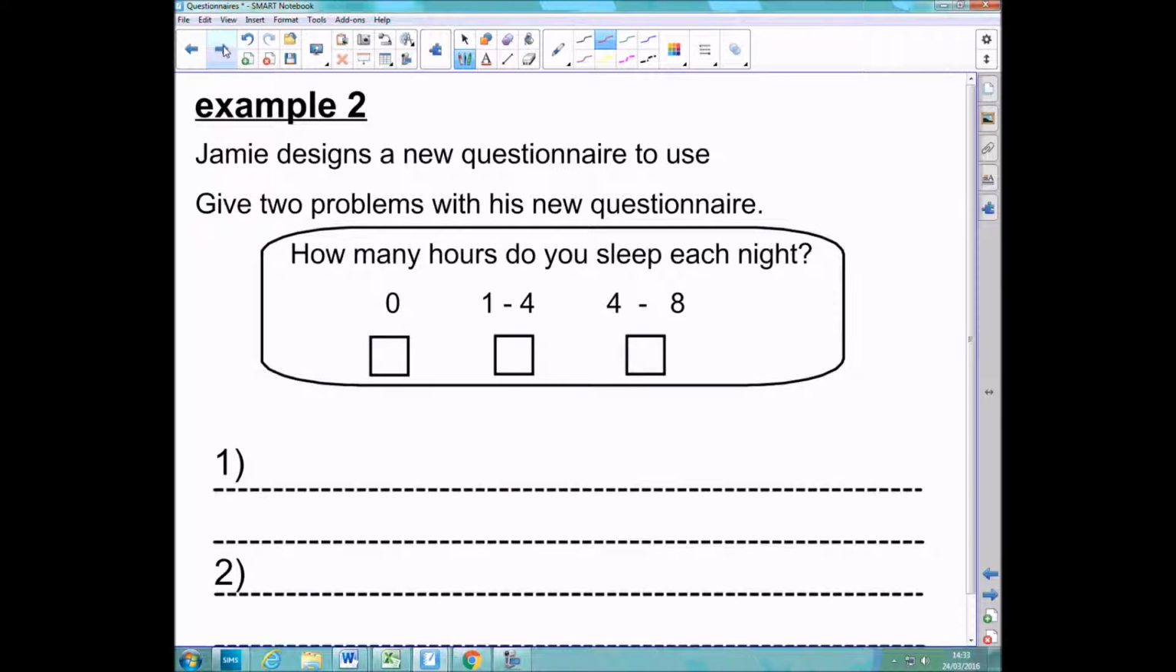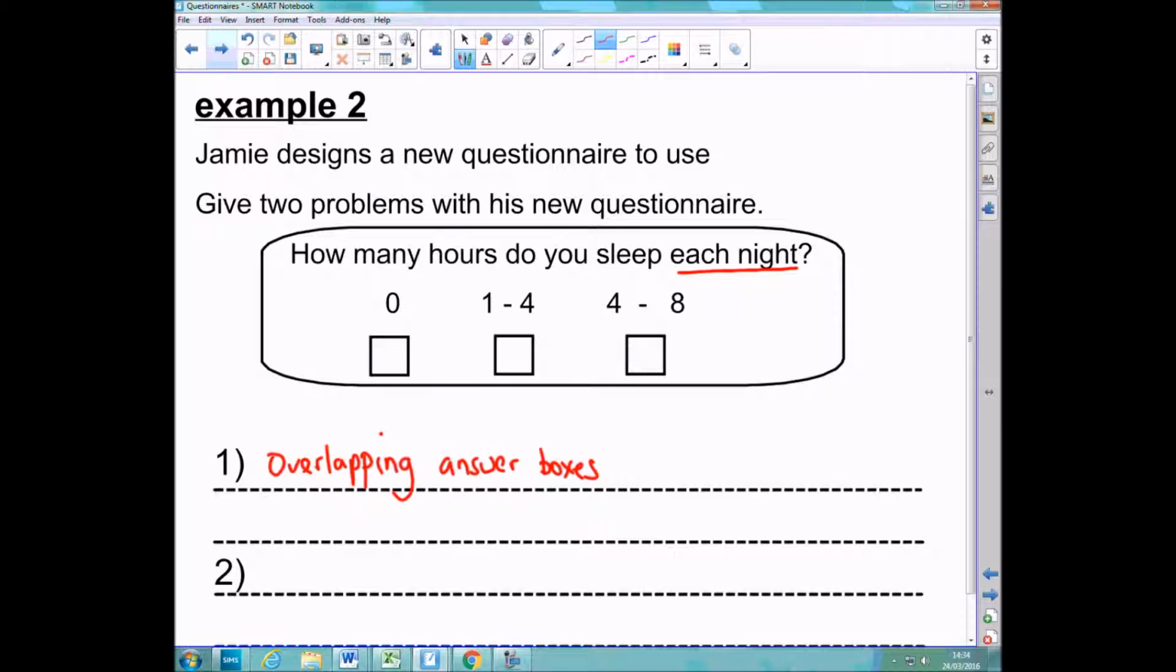Okay, so I'm continuing example 2 into a different question here. So he's tried something else here, and we're asked to give another 2 problems with his new questionnaire. So this one is asked, how many hours do you sleep each night? Okay, so he's got the time frame sorted because now he's writing each night. But there are a couple of issues with his tick boxes here. So firstly, you might spot that the tick boxes overlap. If somebody was to sleep for 4 hours, you would either be ticking this box or this box. Okay, so another common answer here is that you have overlapping answer boxes.